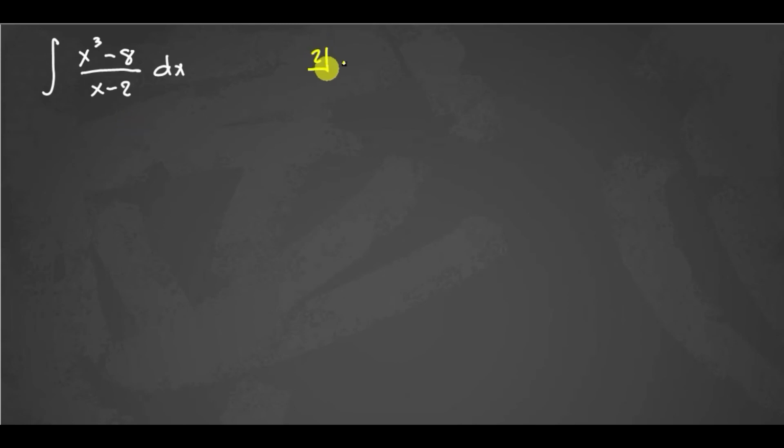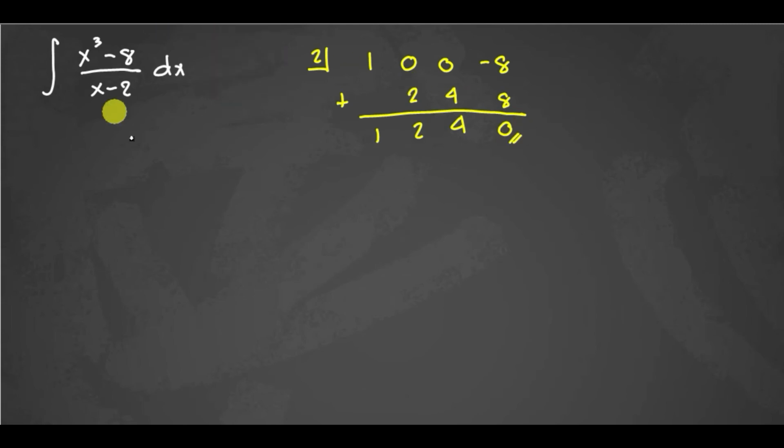Using synthetic division, we have 2, 1, 0, 0, negative 8. Bring down 1, 2 times 1 is 2, 0 plus 2 is 2, 2 times 2 is 4, 0 plus 4 is 4, 4 times 2 is 8, negative 8 plus 8 is 0. Thus, x cubed minus 8 has a factor of x minus 2.